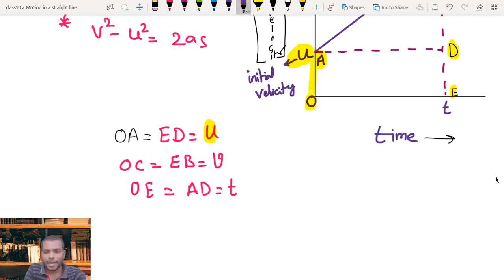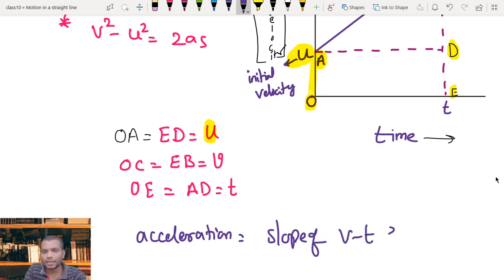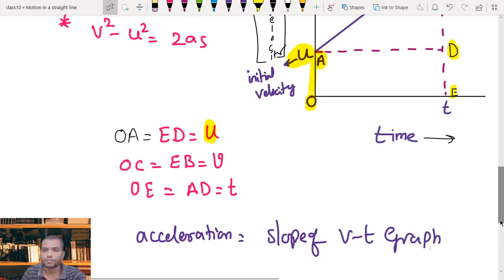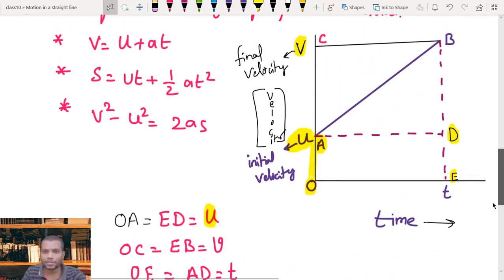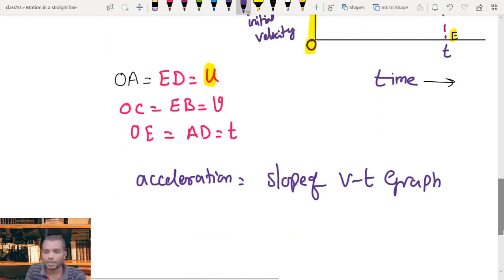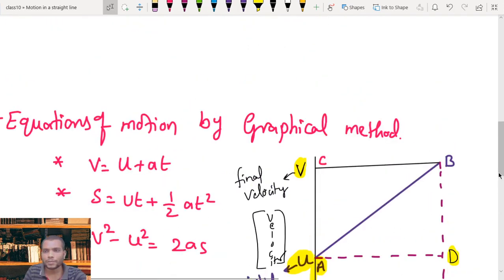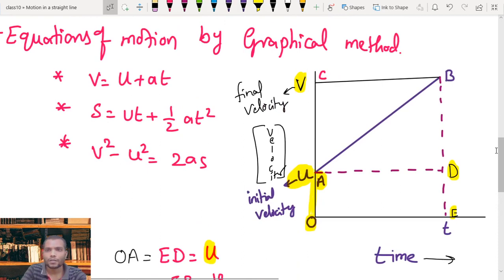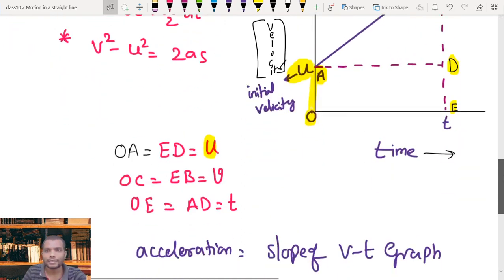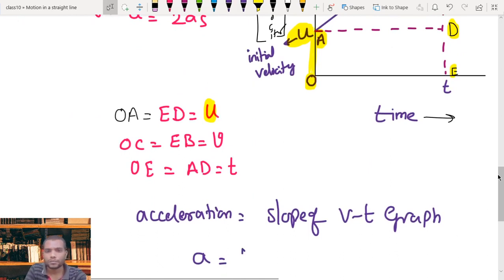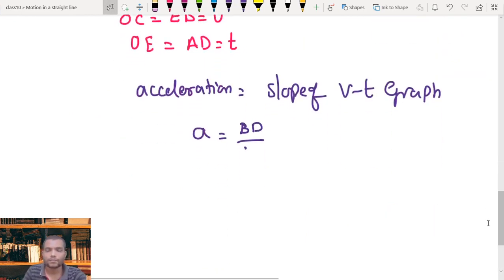Now we know that acceleration equals the slope of the velocity-time graph. From the graph you can calculate the slope, so acceleration a equals the slope, which you can take as the perpendicular BD upon AD. From triangle ABD, slope equals BD upon AD.